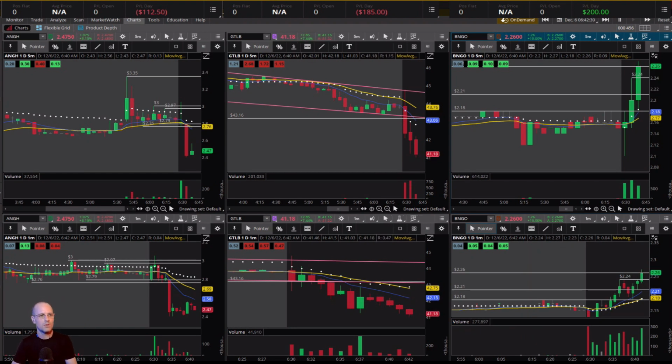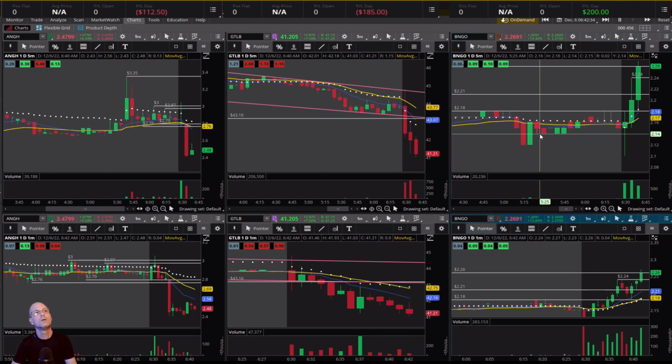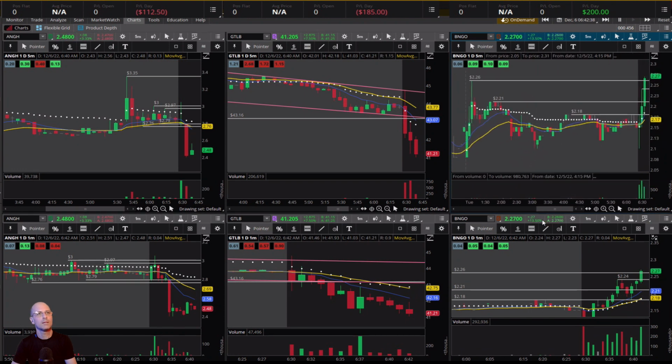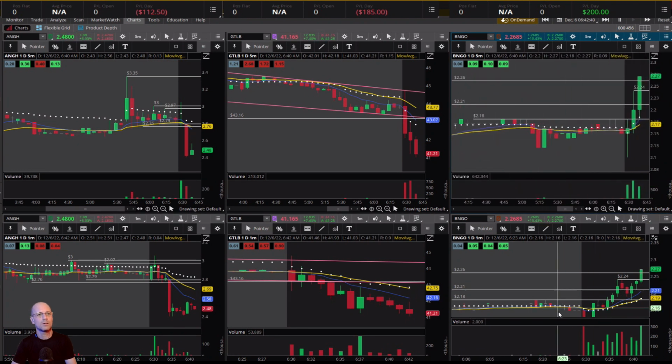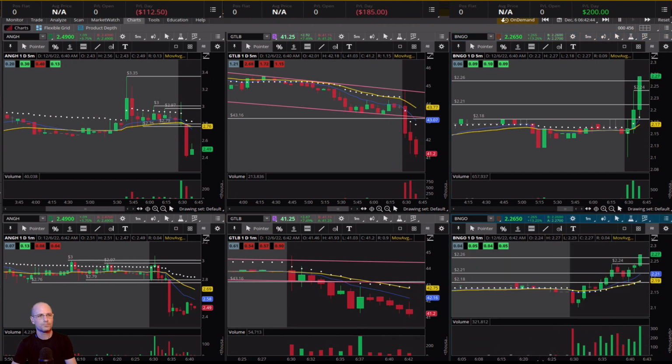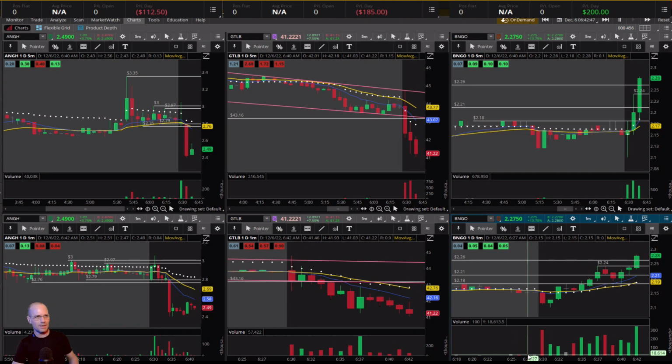So BNGO. Breaking that high. We are due for some consolidation, but it is pretty strong right now. So the one thing I don't like about BNGO is how slow it is to get going.